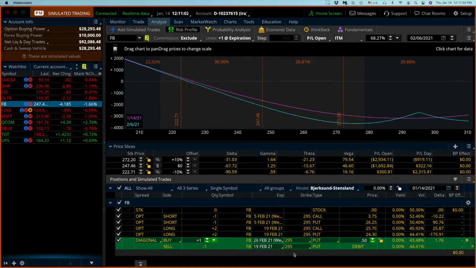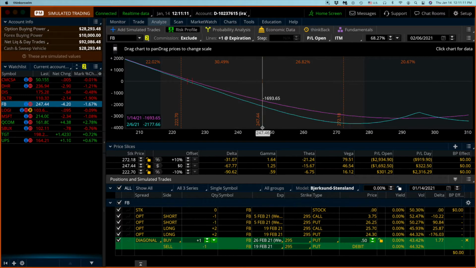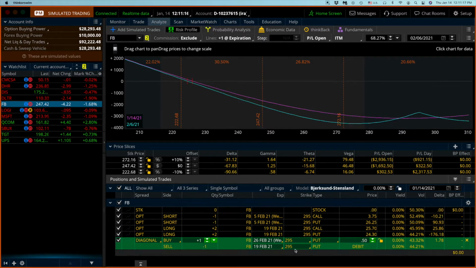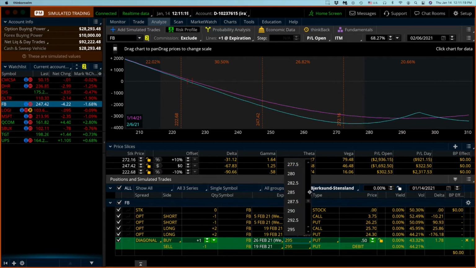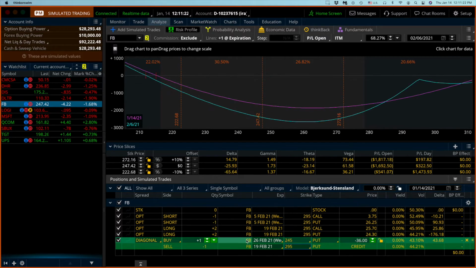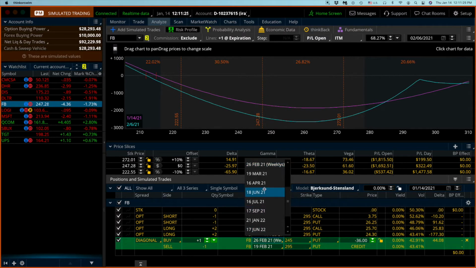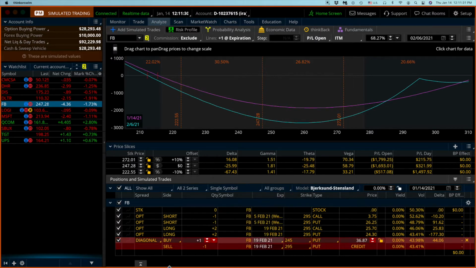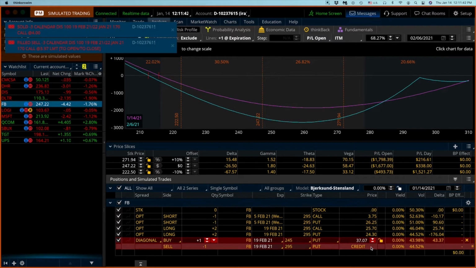Only one of them. I'm closing the February 295 put, and we're going to buy one very close to the current price. That would be 247. Okay, so let's say 245. Buy the 245 put, same expiration, February. And look, we get a huge bundle of credit while it still remains negative, still bearish. Okay, that looks great.